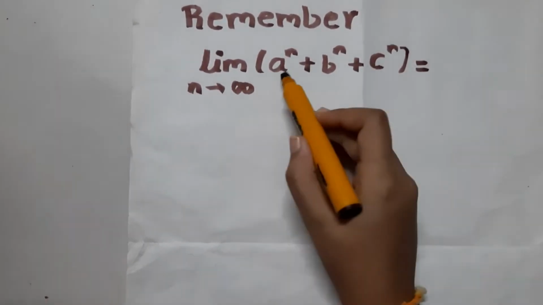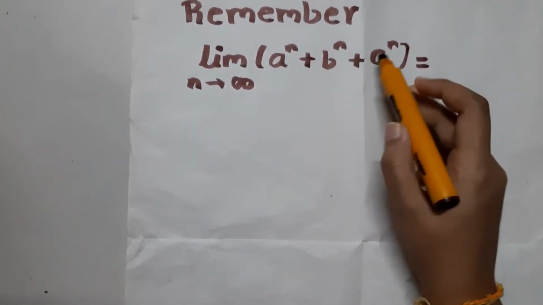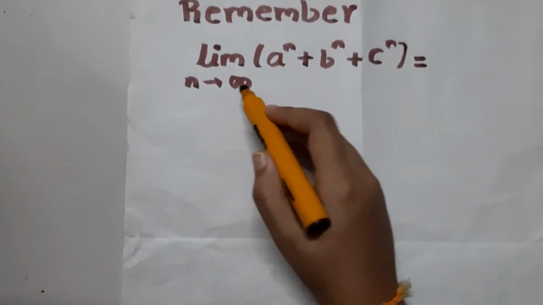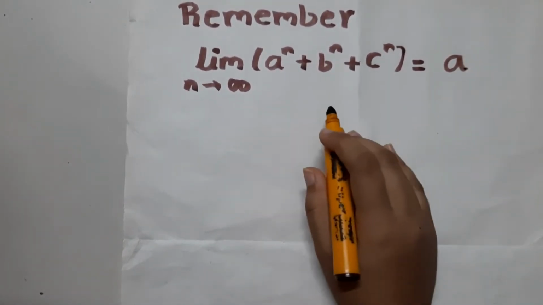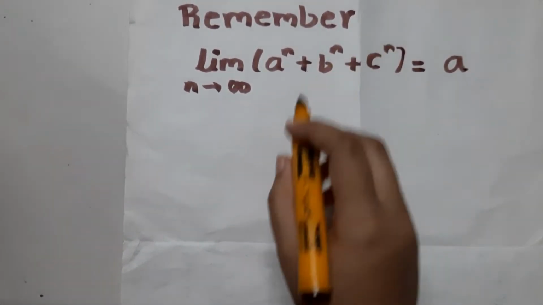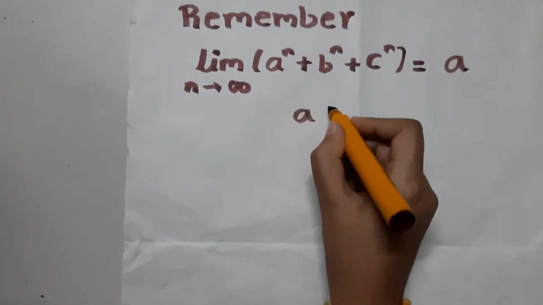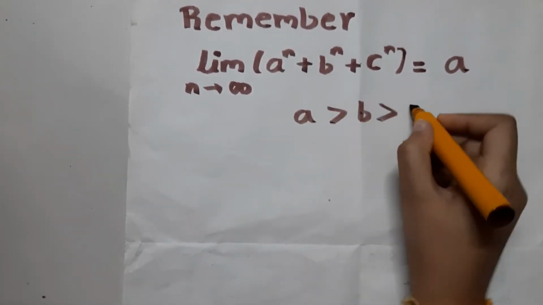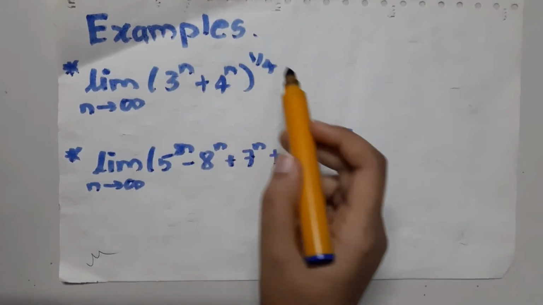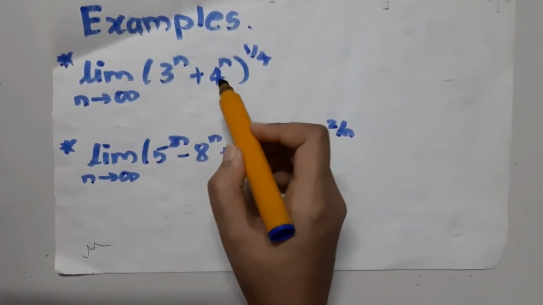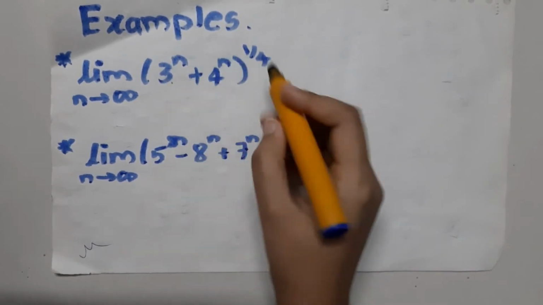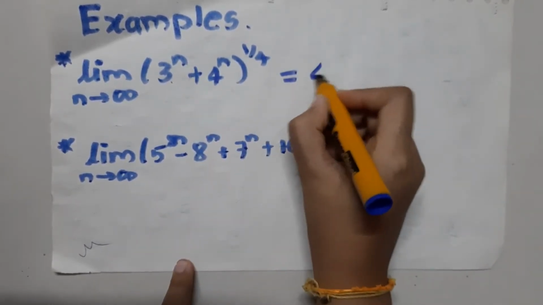Remember, limit a power n plus b power n plus c power n as n tends to infinity is a. This is a very good trick and a time-saving result. The condition is a must be greater than b must be greater than c. Examples. We can apply the formula for this question. As 4 is greater than 3, we can directly write the answer as 4.